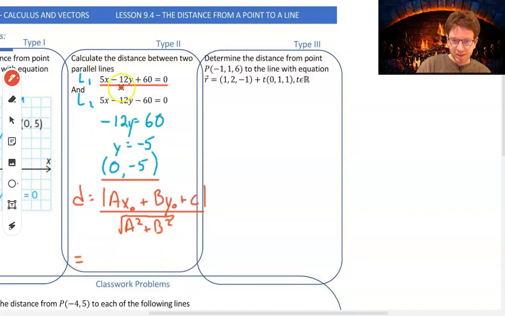All right, so since the line we're using is line 1, there's our a coefficient, there's our b coefficient, and there's our c coefficient. And this is the point we're going to use, so that's x naught, and that's y naught. Since x naught is 0, that whole first term on the numerator is gone. So we're left with b, which is minus 12, times y naught, which is negative 5, plus c. Remember, you're using c from line 1, not line 2, so plus 60.